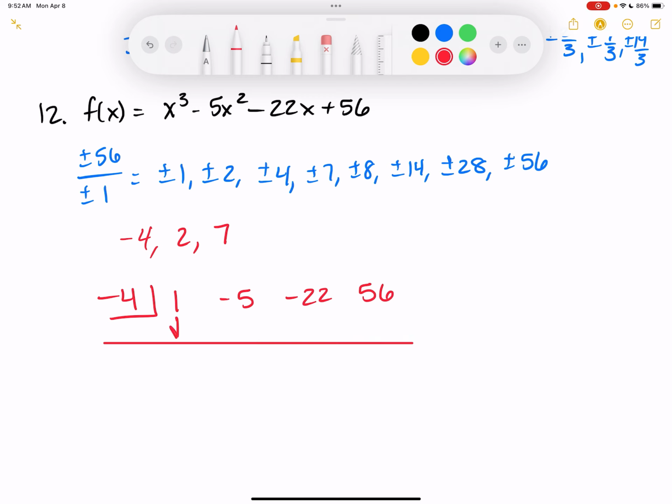So bring down the 1. Times -4. So I've got -4 minus 5 is -9. Times -4 is positive 36. Minus 22 is 14. Times -4 is -56. That produced a 0, so that one did in fact work.